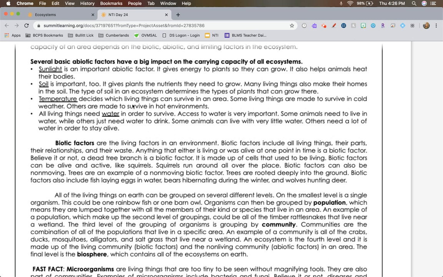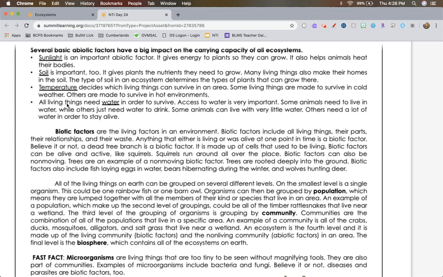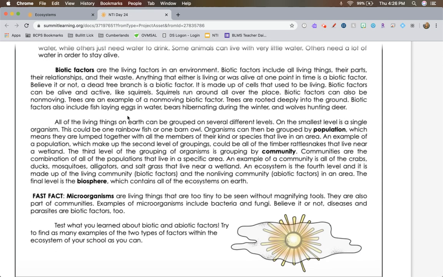Temperature decides which living things can survive in an area. Some living things are made to survive in cold weather. Others are made to survive in hot environments. All living things need water in order to survive. Access to water is very important. Some animals need to live in water, while others just need water to drink. Some animals can live with very little water. Others need a lot of water in order to stay alive.